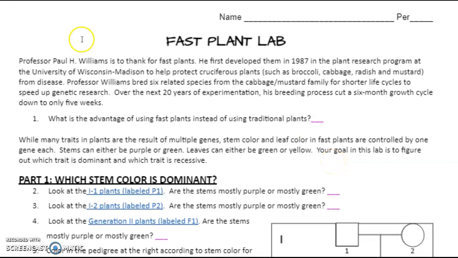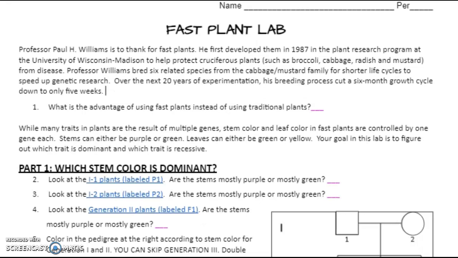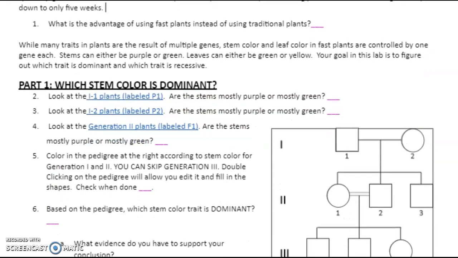All right, if you are tuning into this, we are going to be looking at some plants and doing this lab together. So as long as you follow along with this video, you should be good. So here's the deal. We have fast plants. These are plants that have been grown to be really fast. And the advantage of using these is that they don't take as long, so you can do more research over a shorter amount of time because the plants don't have as long of a life cycle. You don't have to wait as long.